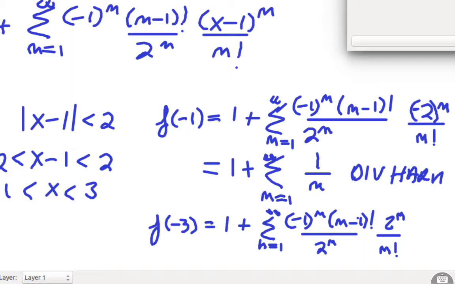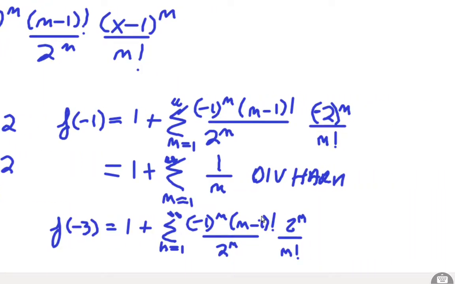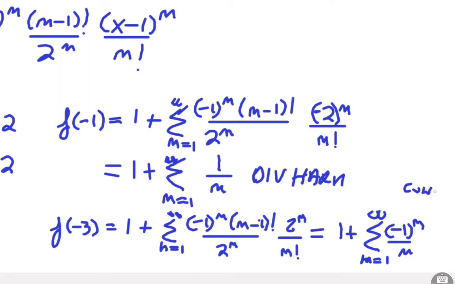Let's get that out of here. All right. So, isn't that just 1 plus sigma, as n starts at 1 and goes to infinity, of negative 1 to the n over n, which is the alternating harmonic. So this is the convergent, wait, hang on.